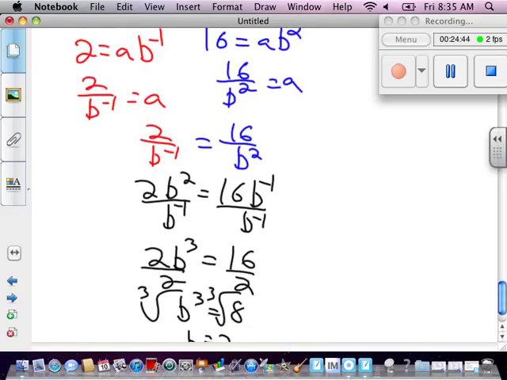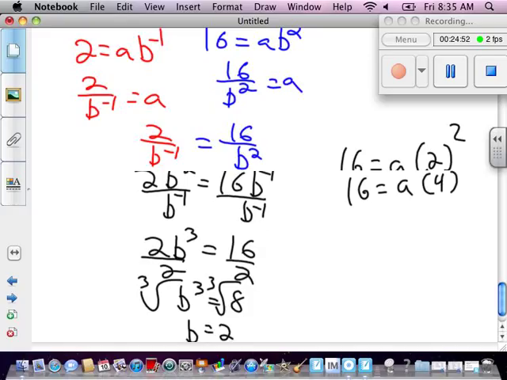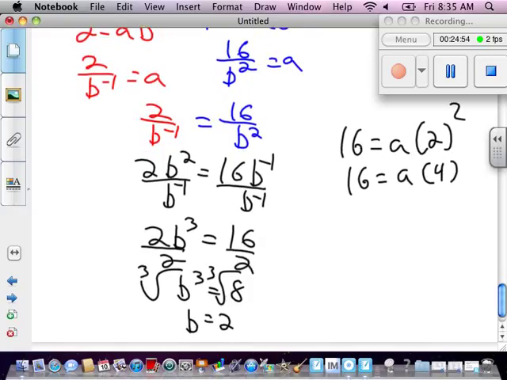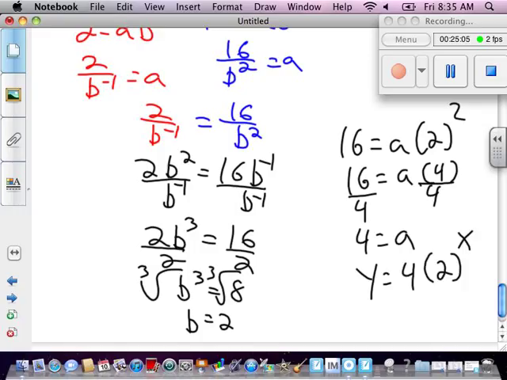16 equals A times 2 squared. 16 equals A times 4. Divide by 4. So 4 equals A. Plug it in: y equals 4 times 2 to the x.